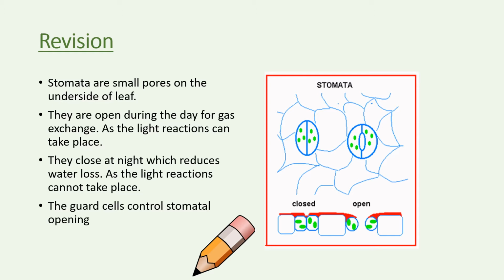This allows the first stage, which is called the light reactions in photosynthesis, to take place. The stomata close at night, which reduces water loss, as the light reactions cannot take place at night, because obviously it's dark. And the guard cells control the stomatal opening. Remember that they open and close by osmosis, so the movement of water from a high concentration to a low concentration. They open when they gain water and become turgid, and they close when they lose water. So well done if you know all that. If you don't, then you might want to watch plant transport again and watch the start of this video again.